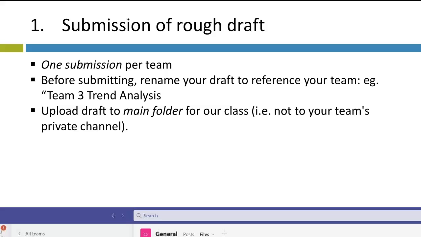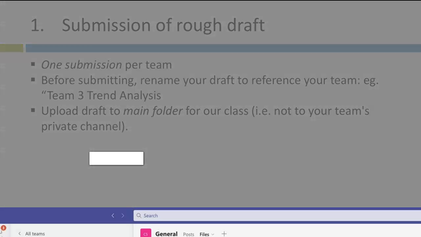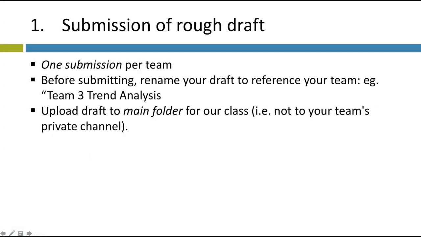Then you're going to upload the draft in Microsoft Teams to the main folder for our class. In other words, when you're on Teams, that's what's called General. What we want to make sure is that you're not uploading your rough draft to your team's own private channel. For obvious reasons, no one else would be able to access it in order to offer you a peer review.